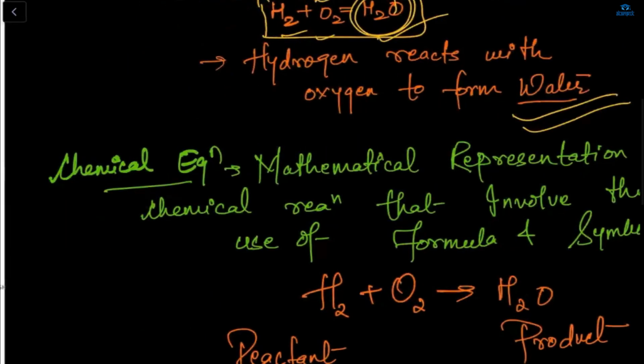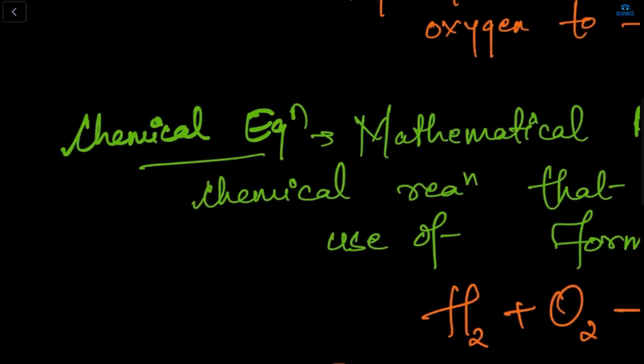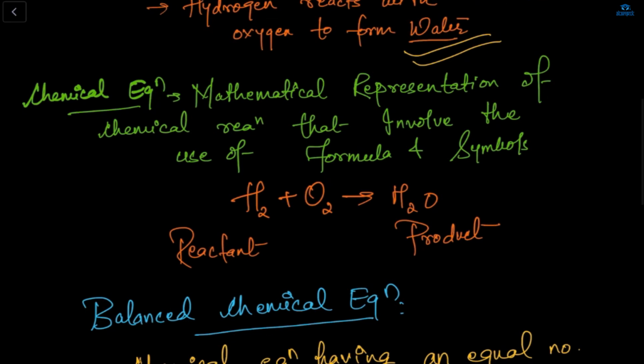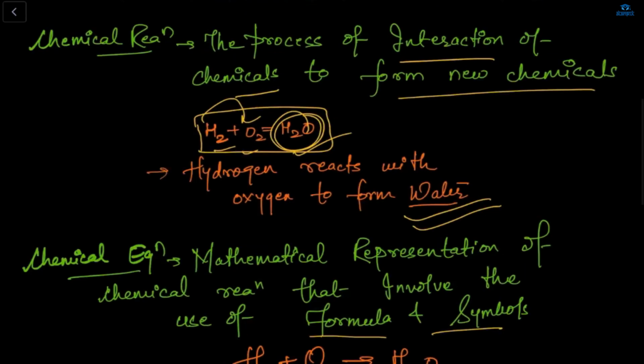And what is a chemical equation? We will wait for 2 minutes. Go through this definition. Ma'am, gone through, understood. Okay, 1 minute, Shazam. Okay, ma'am. So what is a chemical equation? A chemical equation is a mathematical representation of a chemical reaction that involves the use of formulas and symbols. So this is your reaction.